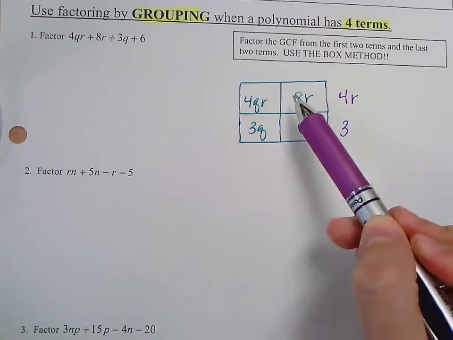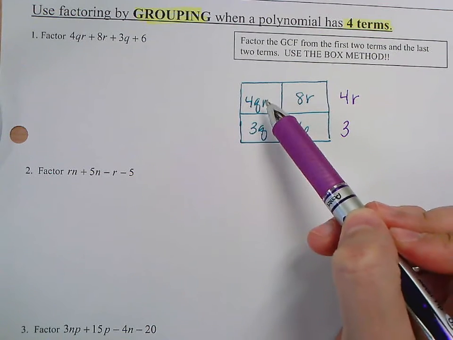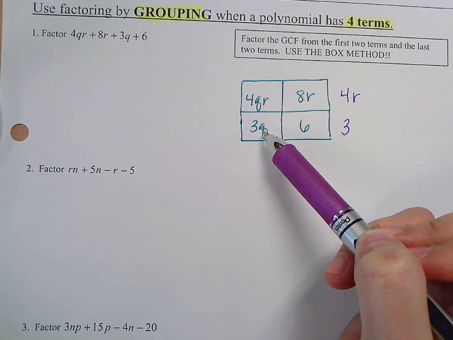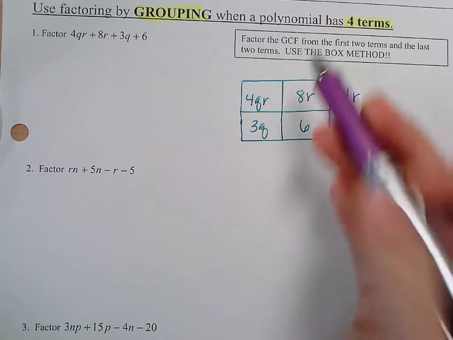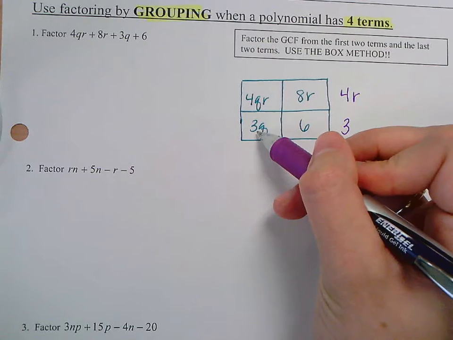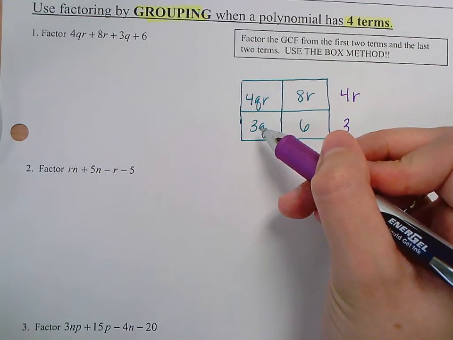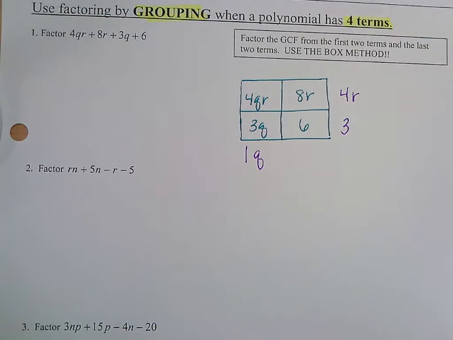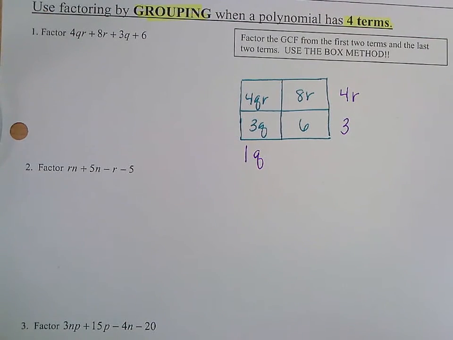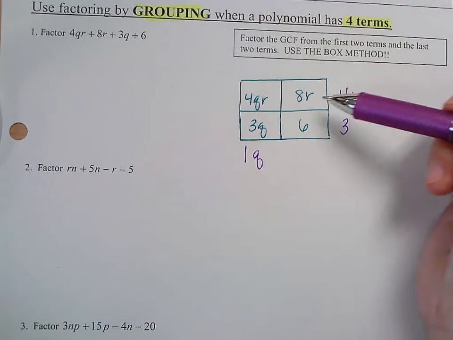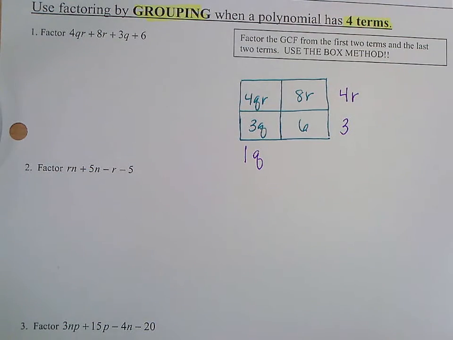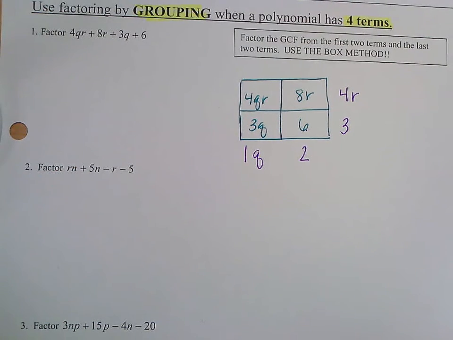Okay, now I do the same thing in each column, so I'm going to look at column 1, 4QR and 3Q. What do they have in common? They have a Q in common. Is there any number you can divide 4 and 3 both by? Besides 1, no. So you could just put Q. You can also have the 1 in front of the Q. The 1 doesn't have to be there, but you can put it there. And then what about 8R and 6? They have a 2 in common. And they don't both have a variable.